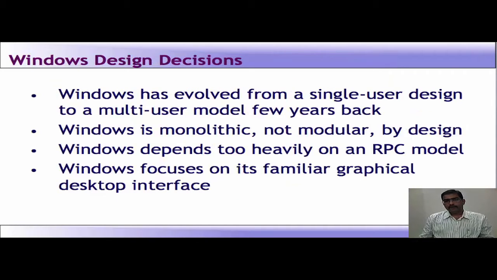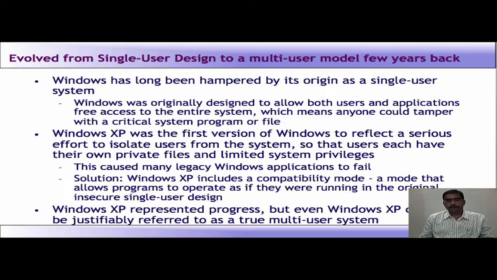Windows has evolved from a single user design to a multi-user model a few years back. Windows is monolithic, meaning it is not modular by design. Windows depends too heavily on the RPC model. We'll see what the RPC model is. Windows focuses on its familiar graphical desktop interface.